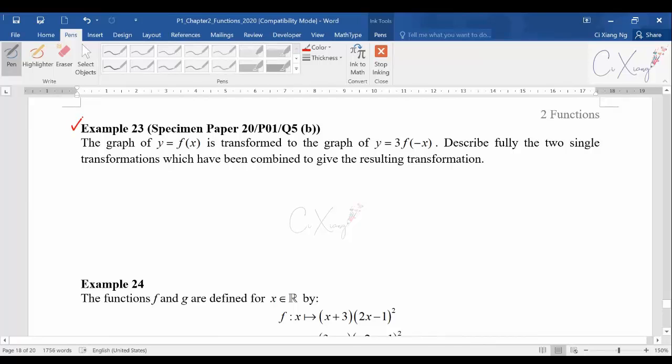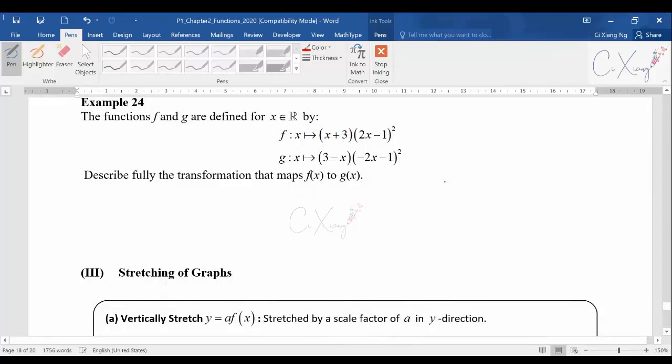For example 23, because they put in an example that multiplies the 3 inside, I will discuss this later after we discuss the stretching. Now proceed further to example 24. They give you two functions here and ask you to describe fully the transformation that maps f(x) to g(x). From f(x) to g(x), they're asking what kind of transformation you carry out to change it into g(x).